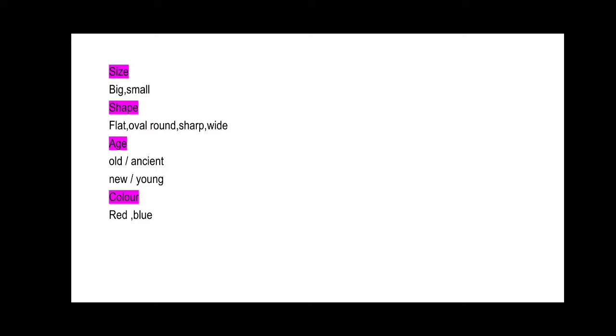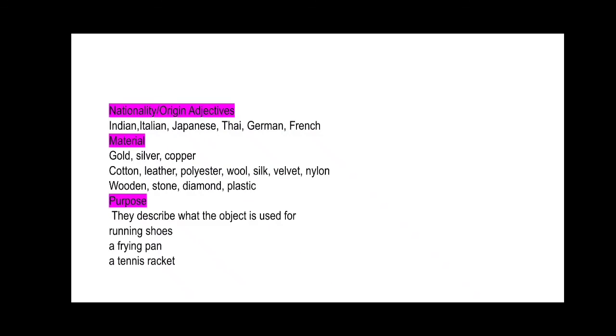Colors like red, blue, green. Then nationality, it can be Indian, Italian, Japanese. Then material, gold, silver, cotton, wooden. And purpose, as I told you, they describe what the object is used for, like running shoes, a frying pan, tennis racket.